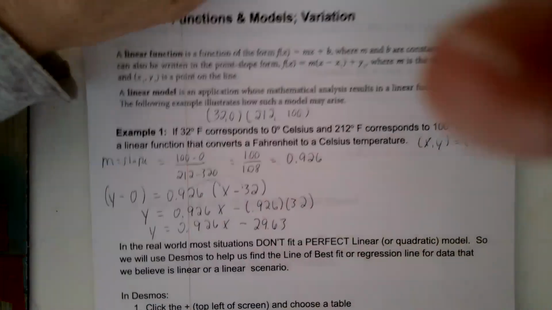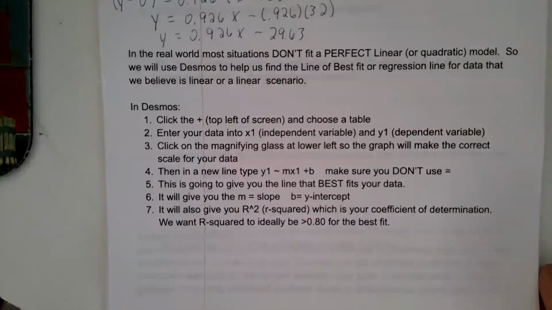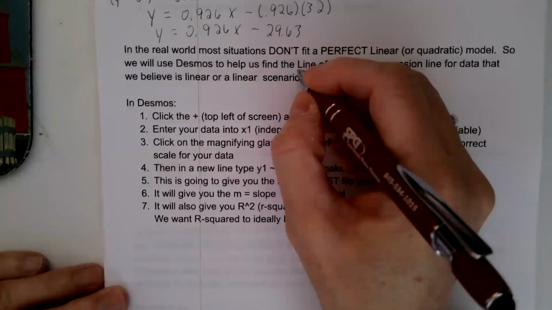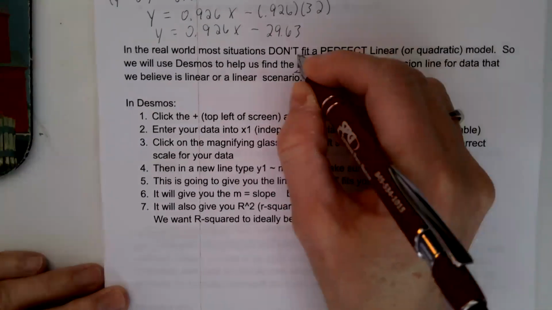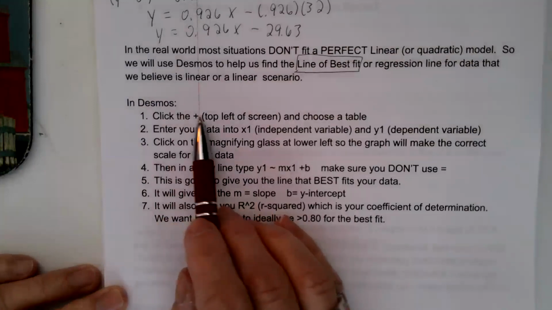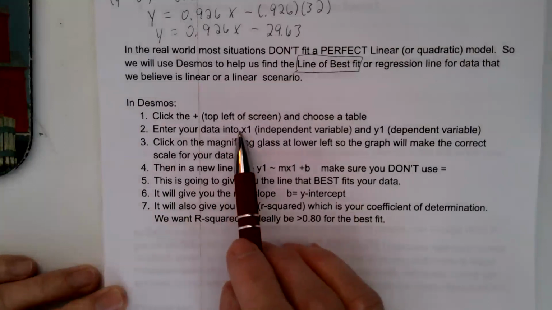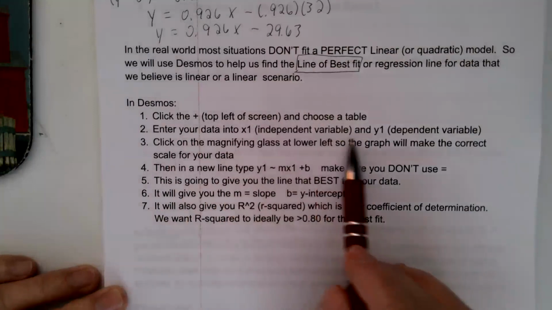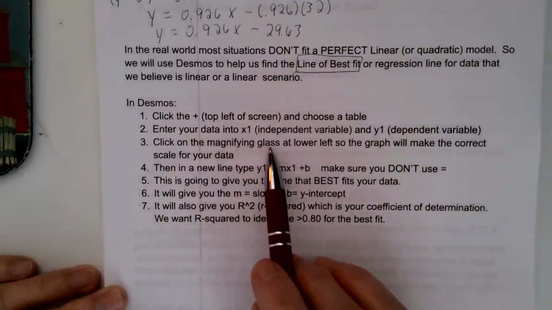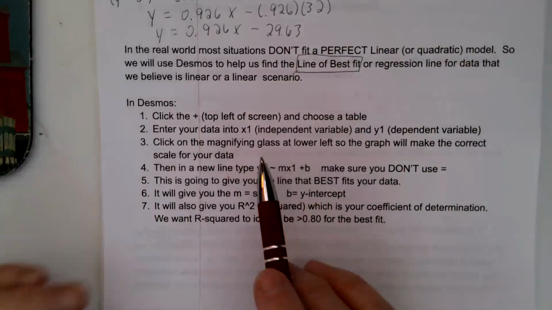However, if you have multiple data points that you're trying to find a model for, you have to do it in a little bit different fashion. So we're going to create in Desmos what is called a line of best fit. The first thing you're going to do is click the plus button on the top left of your screen and choose a table. Then enter your data into x1 for your independent variable and y1 for your dependent variable. Click on the magnifying glass at the lower left so that the graph will show up and scale itself.